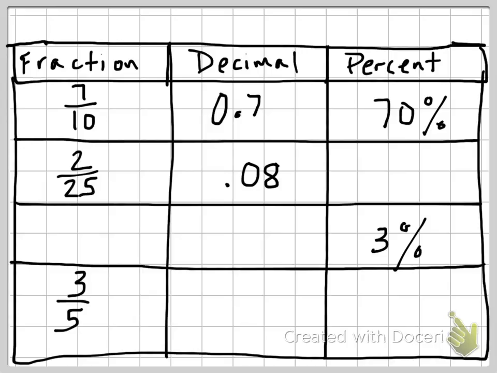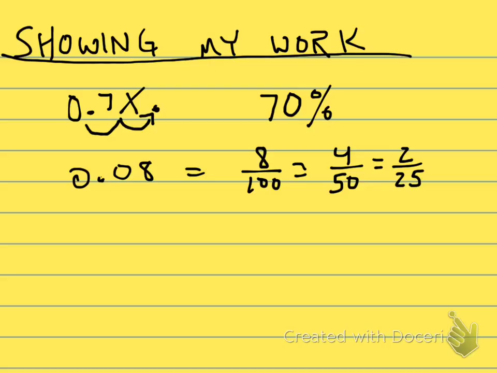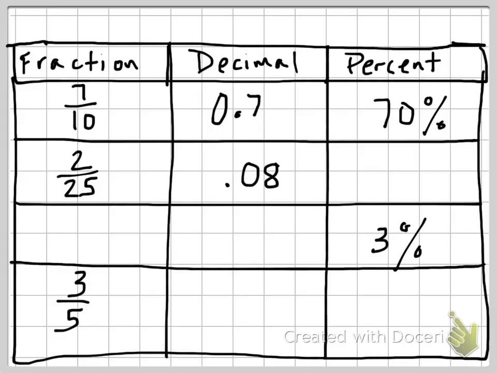Now, to write it as a percent, remember, we're moving that decimal point to the right 2 places. So if I have 0.08, and I move that decimal point 2 spots to the right, I'm just going to be left with 8%. So this is 8%.